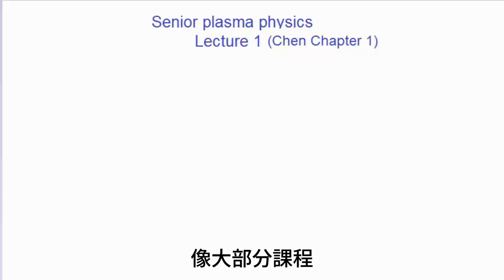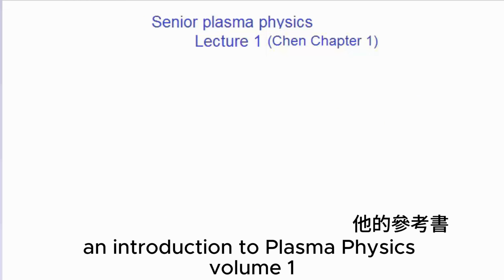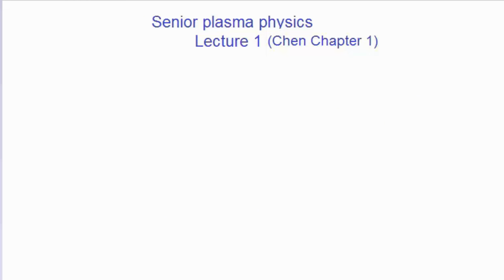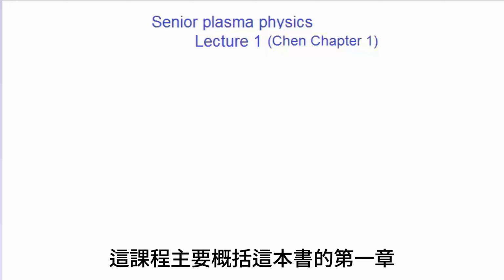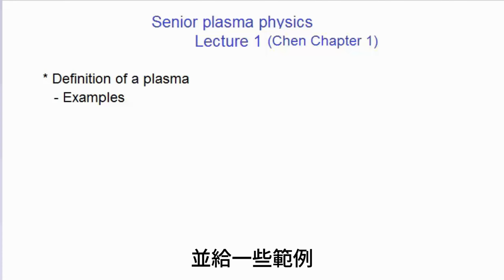As with most of the course, we follow closely the textbook by Francis Chen, An Introduction to Plasma Physics, Volume 1. This lecture is contained within Chapter 1 of that textbook. We'll start off by giving a basic definition of a plasma and give some examples.